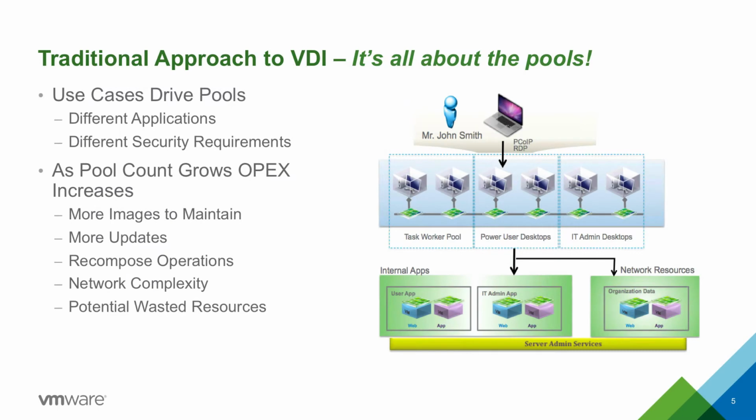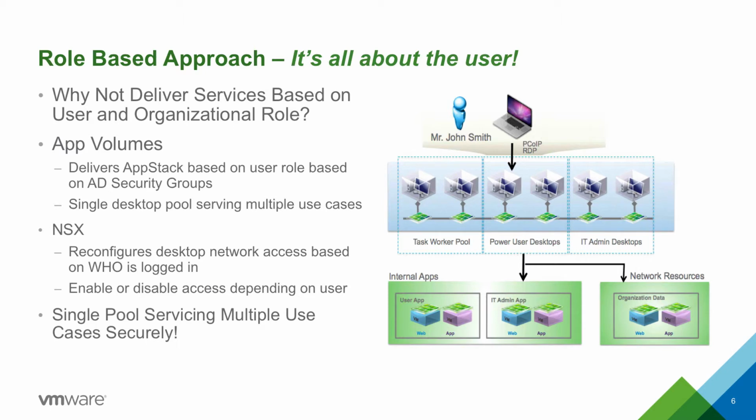Now, aside from the networking side of the house, if we look at the management side of the house, traditionally in Horizon View we manage our VDI desktops by pools, and we align those pools with the different zones or organizations throughout the business. So we'll typically have a task worker pool or a power user desktop or an IT admin desktop, and with those pools we'll have a variety of different applications that we lay on top of that. And at the end of the day, as you start to increase your pool size, it just becomes a little more difficult to manage. And so why not deliver those services based on user or their organizational role?